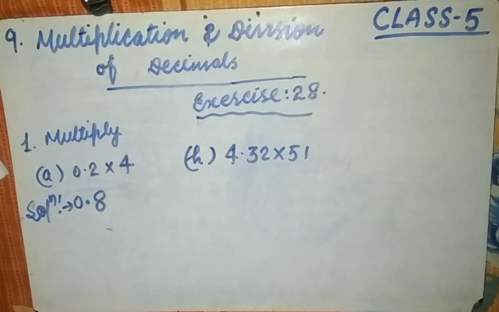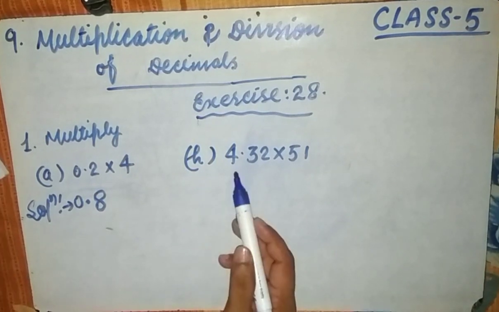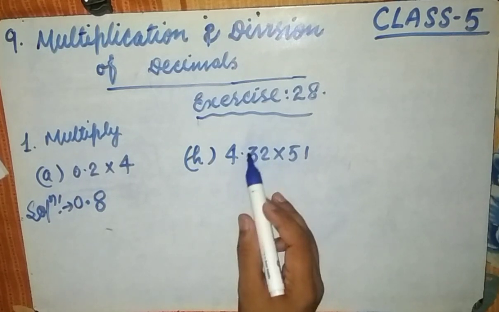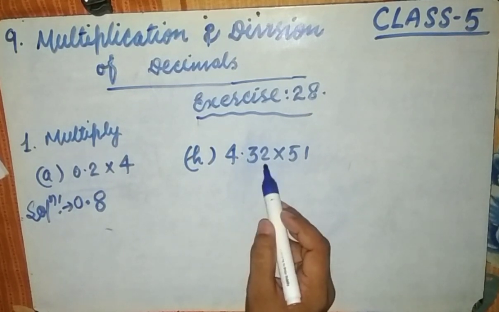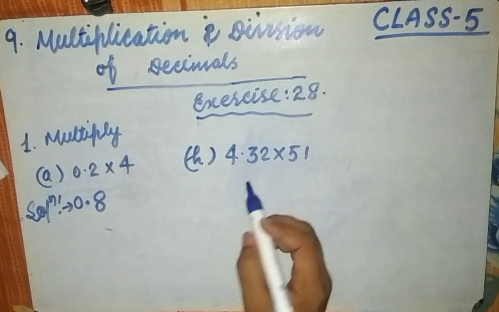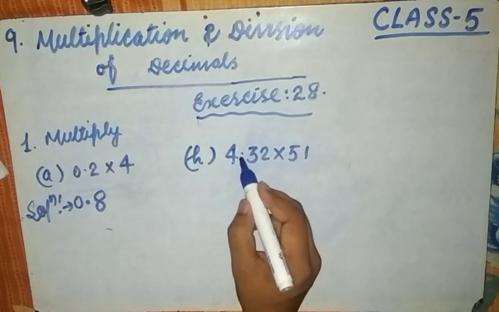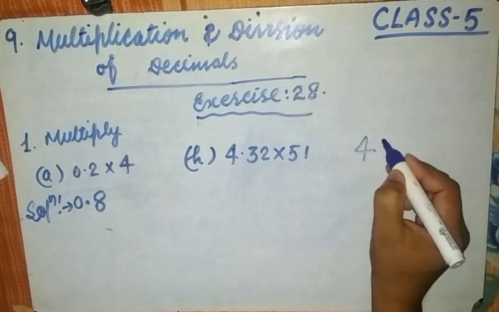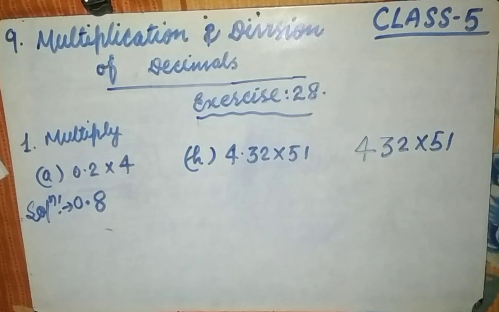Okay, now have a look, friends. This is the sub question of question number 1. Now here this is a decimal fraction with two decimal places, because after the decimal there are two digits, so it is called a decimal fraction with two decimal places. Now first, without caring about this decimal, we have to multiply the whole numbers. Eliminating the decimal, we have to multiply 432 with 51. Okay, first multiply.